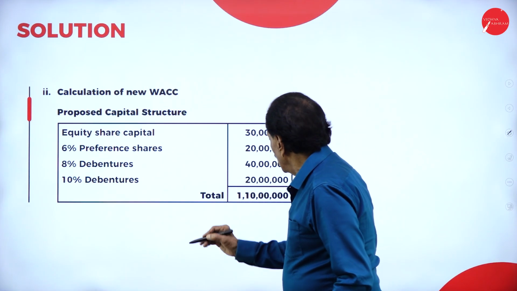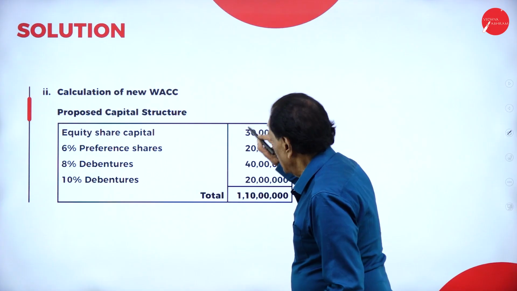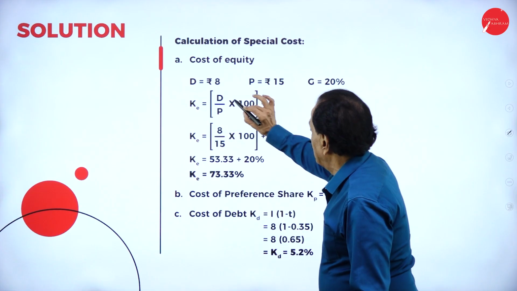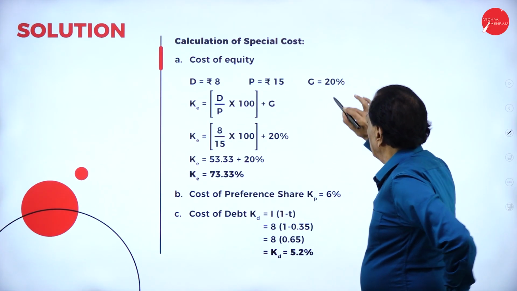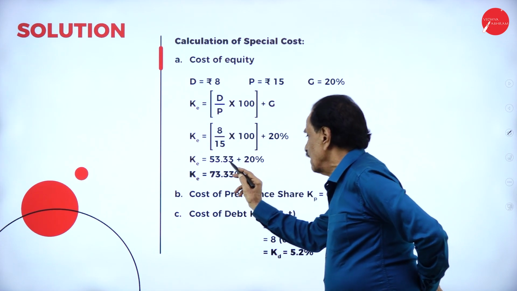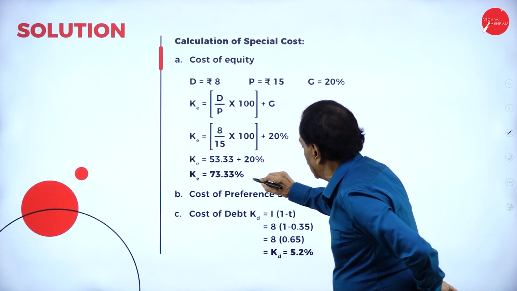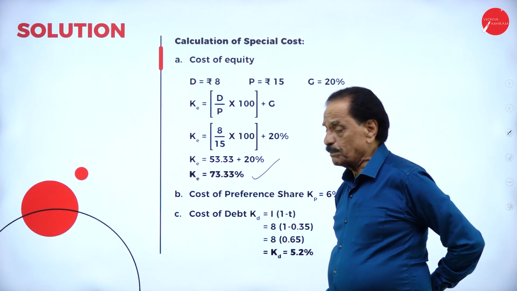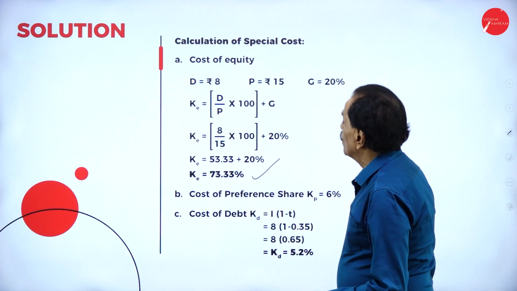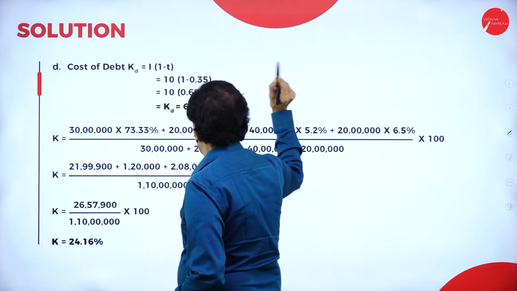So if we add an additional rupees 20 lakh, it is 1 crore 10 lakh. The old equity, preference, old debenture plus the new debenture are there. Here, the dividend is 8, price of the share 15, growth rate is 20. So 8 divided by 15 into 100 plus 20%, 53.33 plus 20%, 73.33 percent. Cost of preference is retained the same, 6%. Old debt, already you calculated 5.2%. New debt, Kd, 10 into 1 minus 0.35, 6.5%.